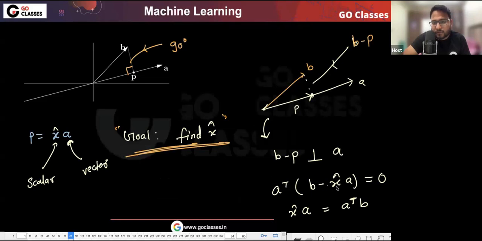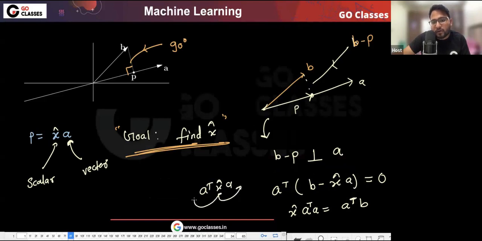Sorry, this is A transpose B. This is not just x cap. This is basically x cap into A transpose A. This x cap is a scalar. If you multiply these two, I hope you got it, you will be getting A transpose into x cap into A, right? It is a scalar. X cap is a scalar.